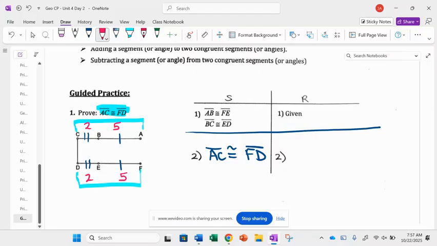What is the full length of the segments? 7. What did you do? Add. This is addition, guys. This is addition without numbers. So this is showing us that if the parts of the segments are congruent, I could add those parts together and get the full segments also congruent. So this is going to be addition. This is addition without the lengths.